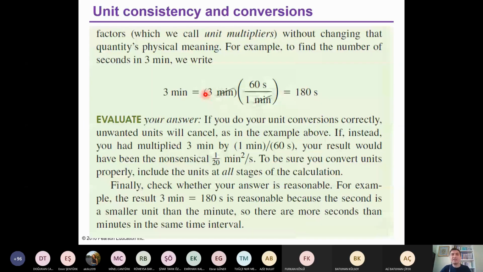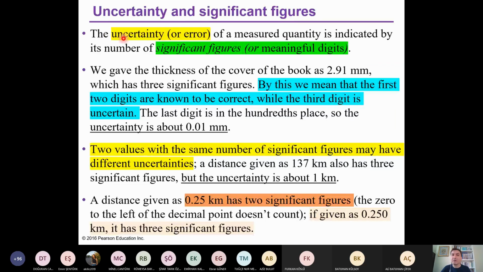Okay, then let's discuss the uncertainty in your calculations and significant figures. Uncertainty means belirsizlik in Turkish or error, hata payı. What is the opposite term for the uncertainty? Accuracy, kesinlik. Okay, so what about the significant figures? Significant figures means in Turkish anlamlı sonuçlar, or in English meaningful digits, anlamlı sayılar.